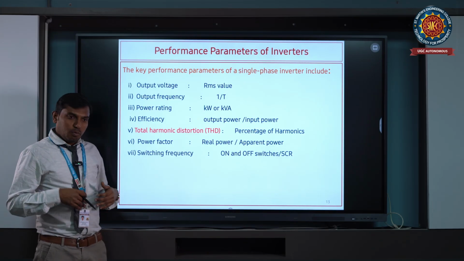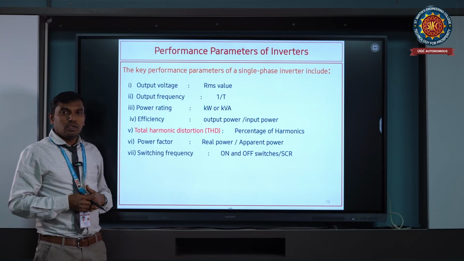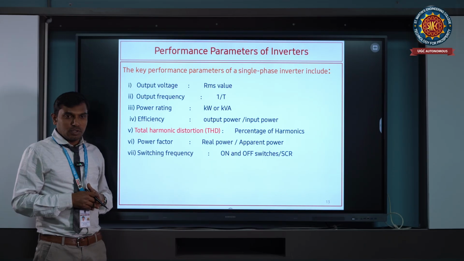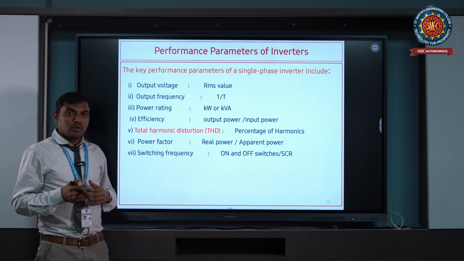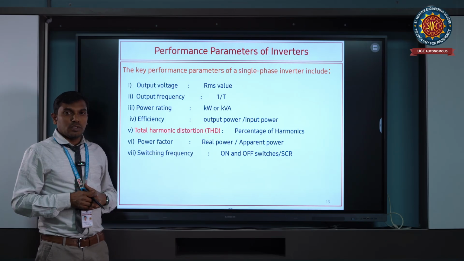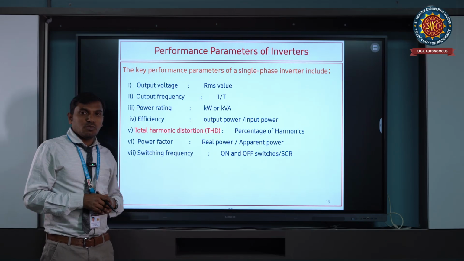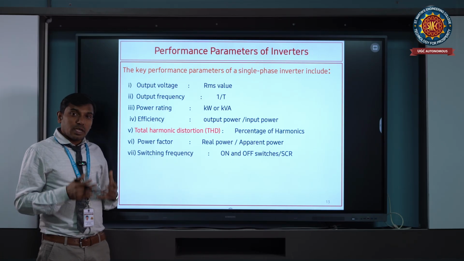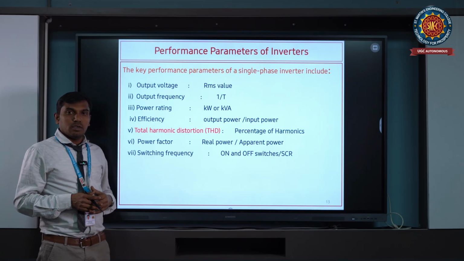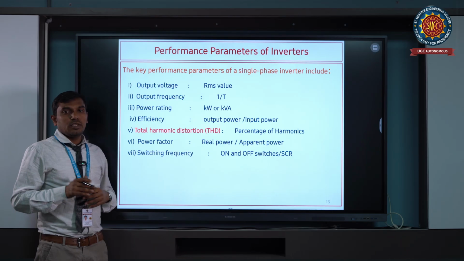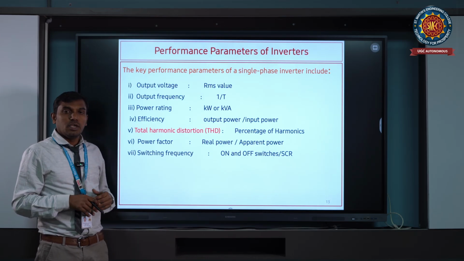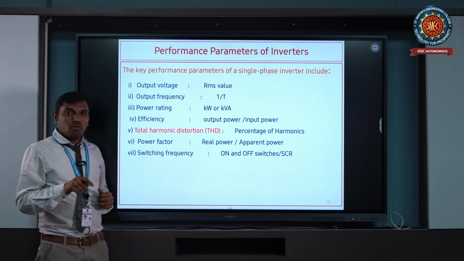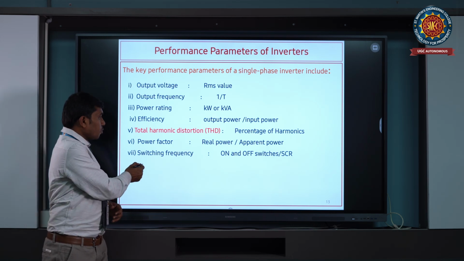Based on the required load application, we can increase or decrease the switching frequency. In general, what we use is IGBT and MOSFET. MOSFET is used for high switching frequency, whereas IGBT switches are used for low switching frequency, and thyristors are used for very low switching frequency. Majorly, thyristors are used for HVDC, high voltage DC transmission applications, because the output waveform is around 50 hertz.